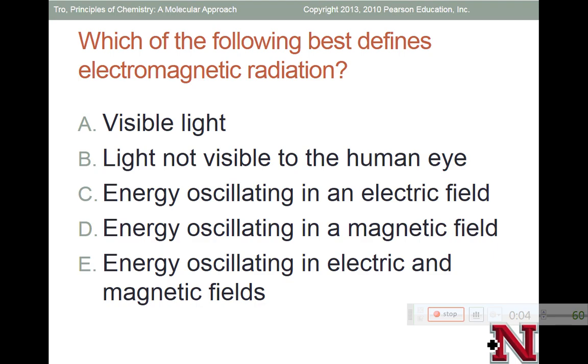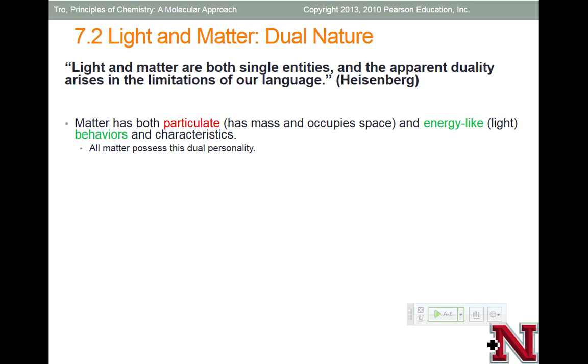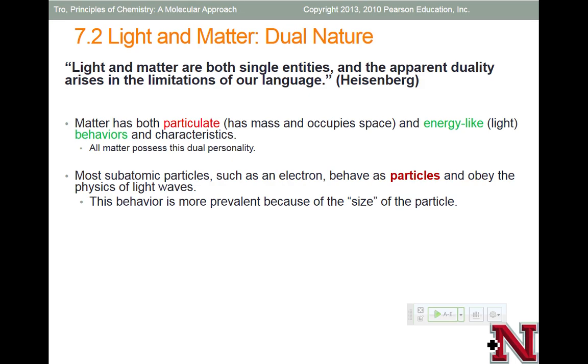So our first step in modeling how an electron is going to behave, how an atom is going to behave as a whole, is we have to understand how matter behaves. So we're first going to look at electromagnetic radiation, light and matter. Now the dual nature is that matter can behave as both a particle, it has particle behaviors, and we'll talk about what those are, and it can behave as light. So we're going to look at that.